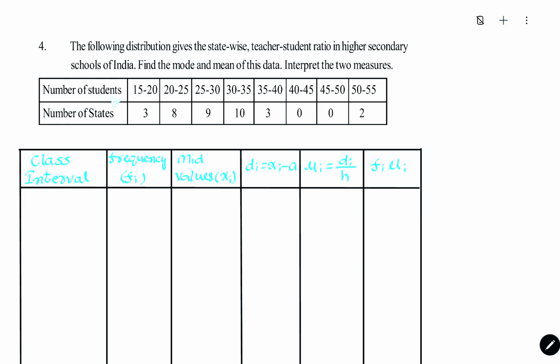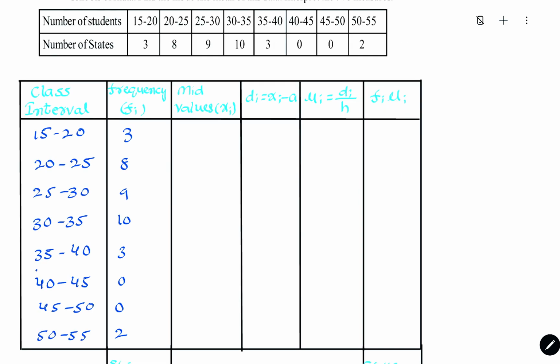Now number of students is class interval, number of states is frequency. Write in the table number, class interval and frequency. Here is the class intervals and frequency. Now find mid values. Mid value is nothing but lower limit plus upper limit by 2.